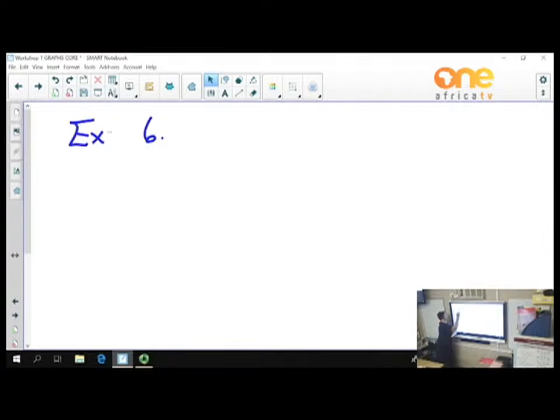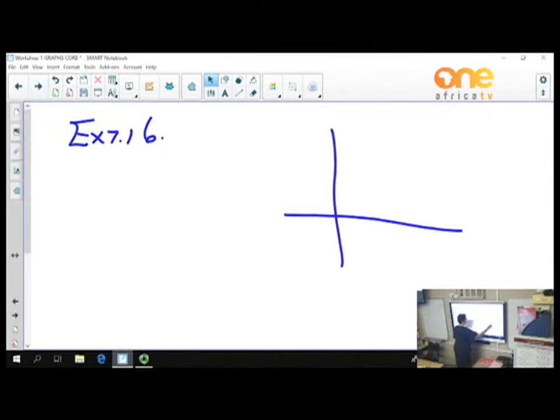Exercise 7.1, and we're answering the questions starting at number 6. So there you've got the picture, the line y is equal to 4. There's no gradient, and it meets the line 2x plus y is equal to 8 at the point A. Find the coordinates of A.